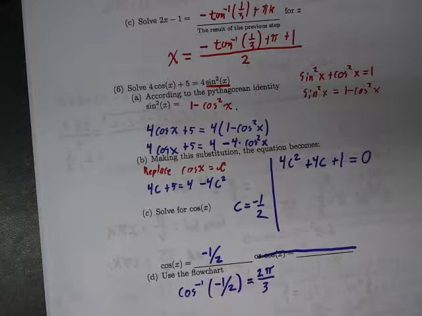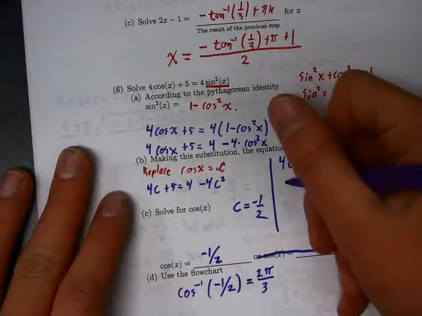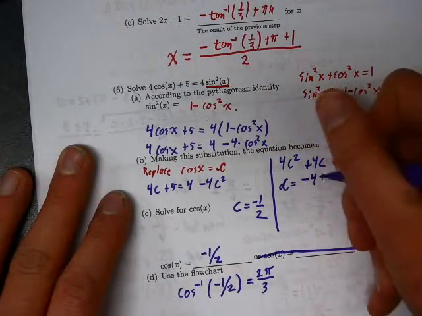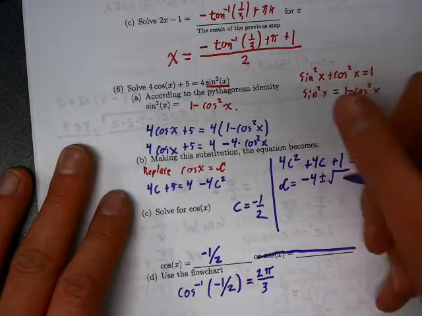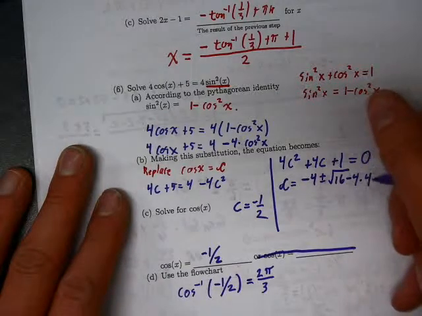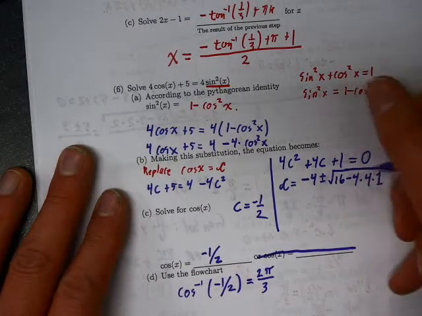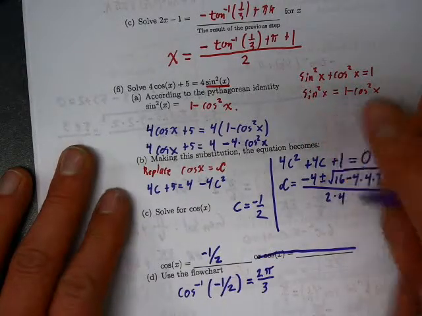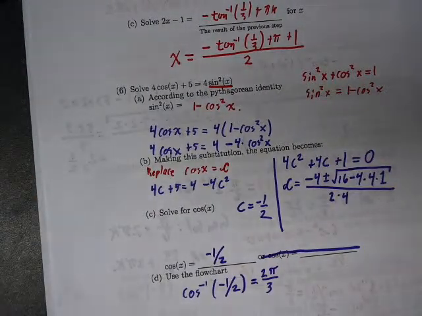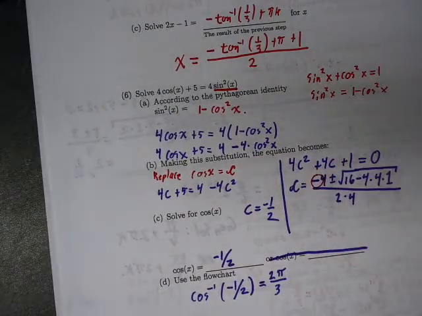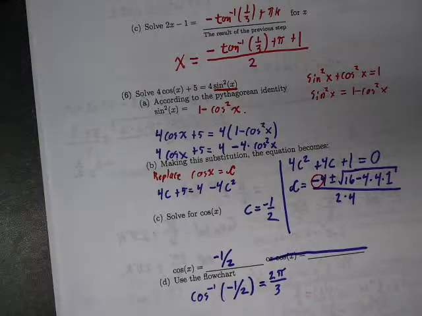And now if you see how to factorize, well, let's just use the quadratic formula and see what happens. So I see c equals negative b plus or minus the square root of b squared minus 4 times a times c, all over 2 times a. Okay, everyone's happy now?